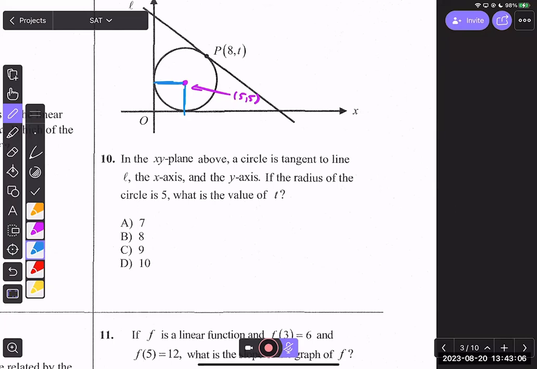Okay, great. What is the distance between these two points here? 5, because it's another radius, right? What's the horizontal distance to this point? 3, right? Because 5 to 8 is 3. What kind of triangle did I just draw? A right triangle. So what's that height got to be? 4. That's pretty much it.